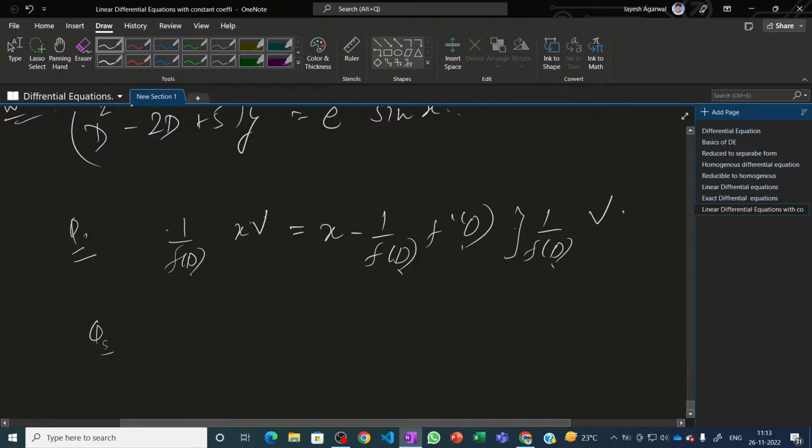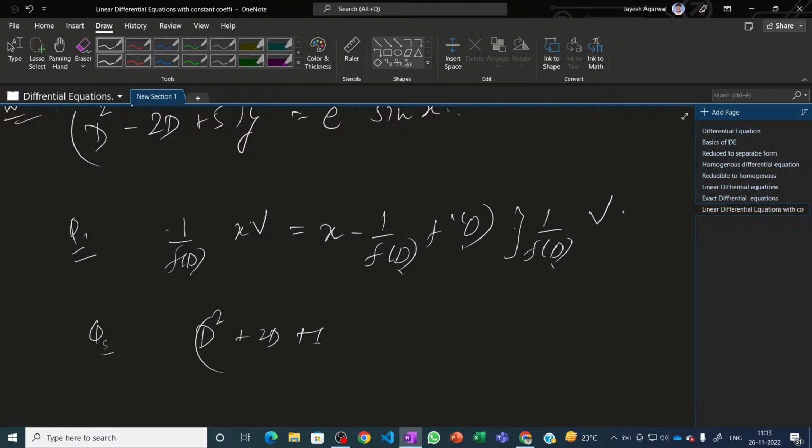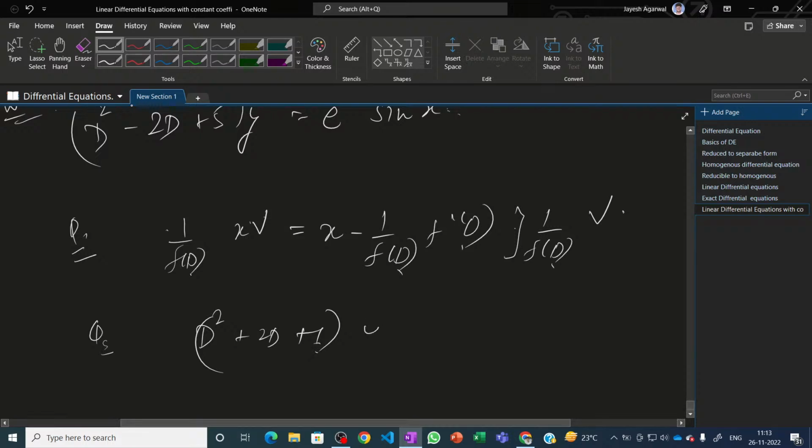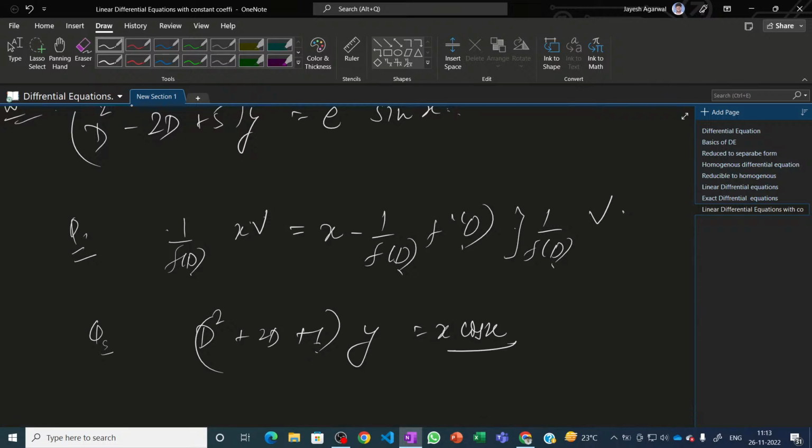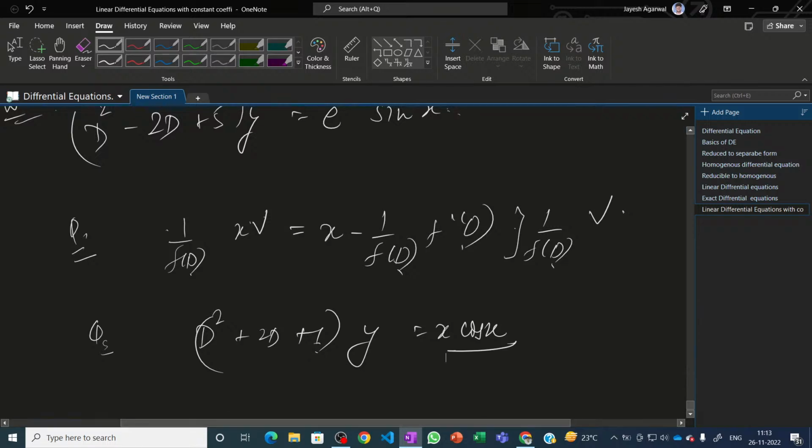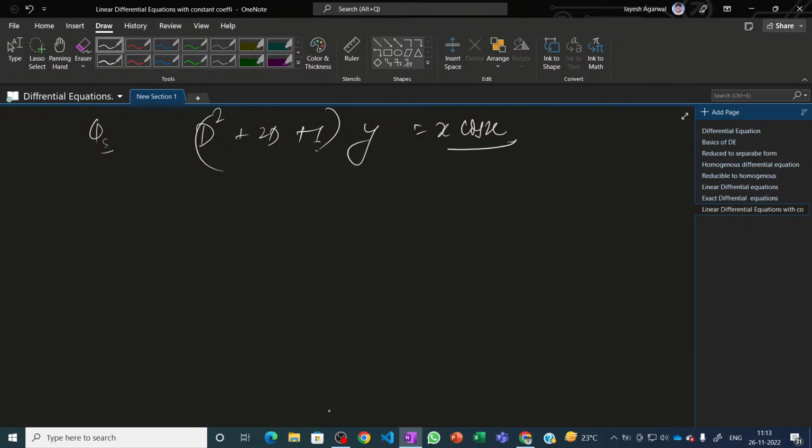So the first question would be (D square plus 2D plus 1) times y equals x cos x. This question is very important as it comes under RAS pre and SLET Ajmer. So we will solve the question by the previous formula we have learned in the last lecture. So let us start. Firstly, we will solve the auxiliary equation m square plus 2m plus 1 equals 0, finding the roots of m, which will give us m equal to minus 1 and minus 1.